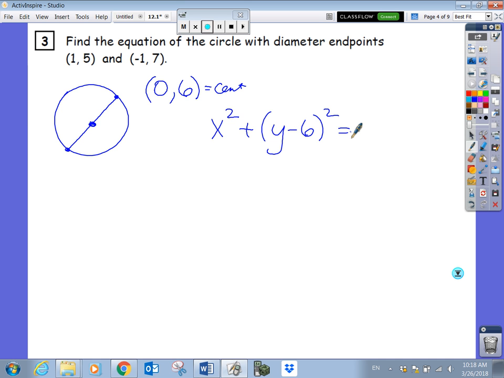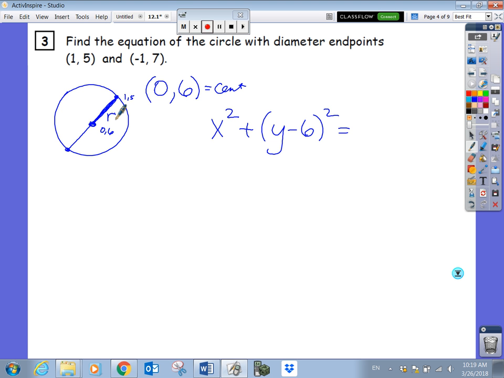Now we just have to find the radius. Now the radius you can't find just by counting unless the point that you're given is directly left, right, up, or down from the center. So if this is the point (0, 6), and let's say this is (1, 5), we need to find this distance right here, which is r, so that we can square it. Or you can find the diameter, divide it by 2, and square it. Whatever you want to do. Either way, it's fine. There's less work if you just find the radius, because you have to square it, instead of dividing by 2 and squaring it, but either way, it works the same.